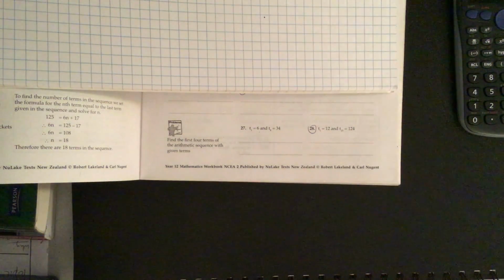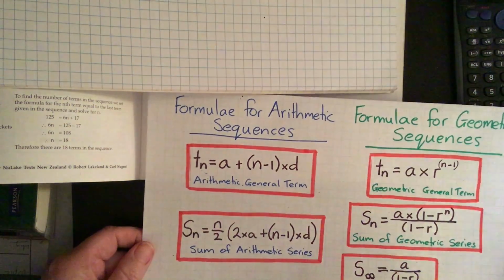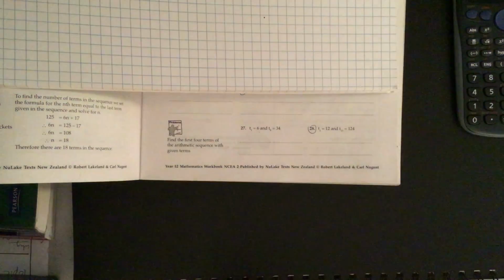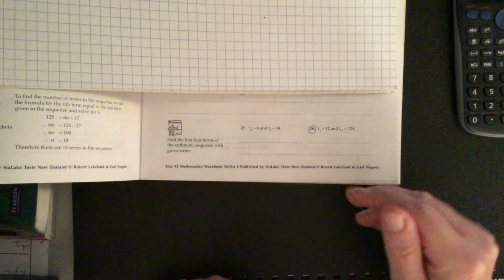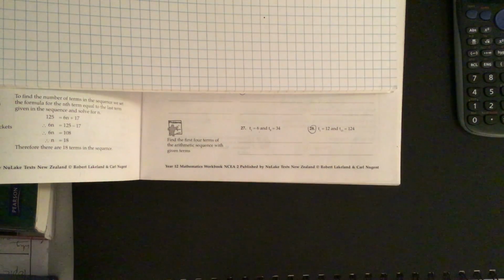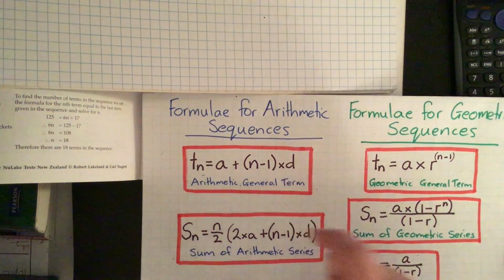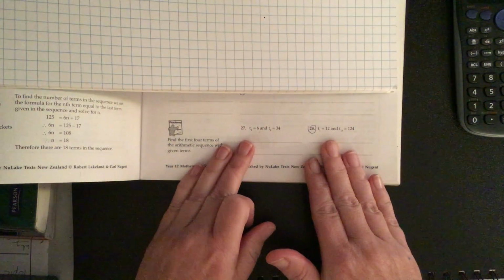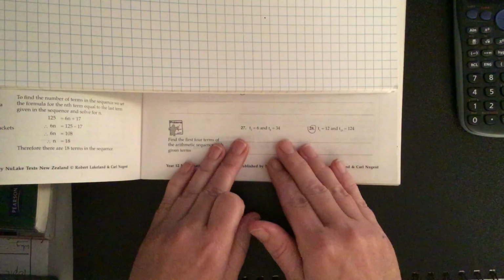To focus on, again, using the Arithmetic General Term Formula, but this time you will be given just 2 general terms and you'll be asked to find the first 4 terms in the sequence, which means you have to find the first term and you're going to need to know the difference in order to do that. In these 2 examples, you're given the first term and you're given a term further up the sequence.